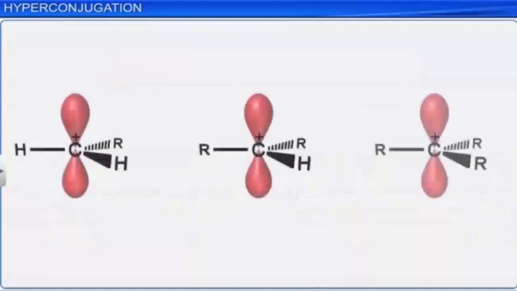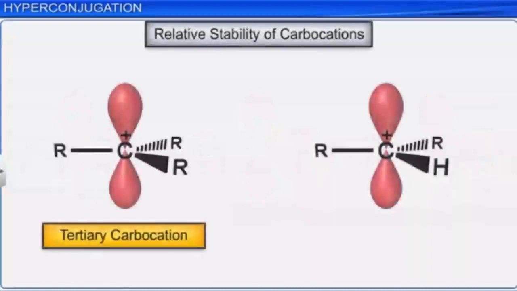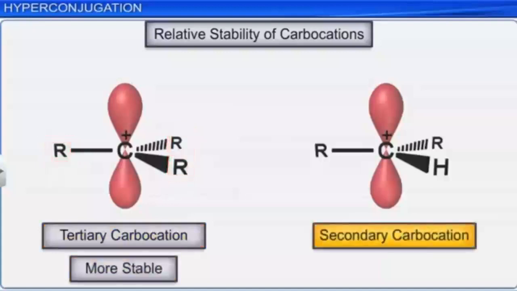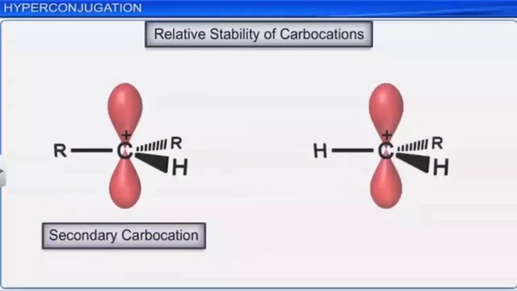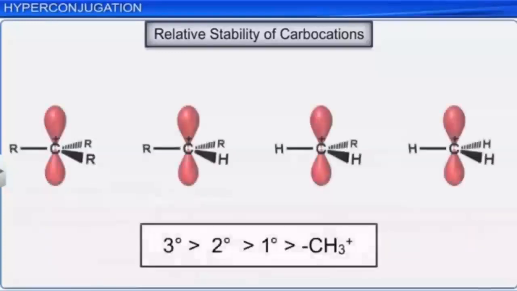Greater the number of alkyl groups attached to a positively charged carbon atom, greater is the hyperconjugation interaction and stabilization of the cation. Hence, the tertiary carbocation in which there are three alkyl groups attached to the positive carbon is more stable than a secondary carbocation with two alkyl groups. Similarly, a secondary carbocation is more stable than a primary carbocation. Therefore, the order of stability decreases from tertiary carbocation to methyl cation.